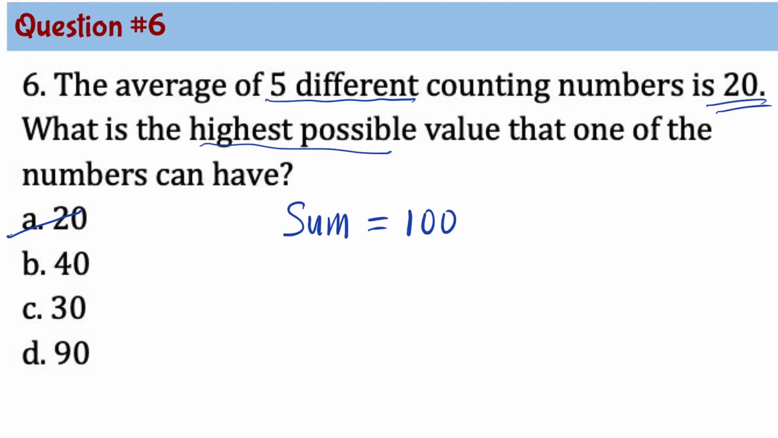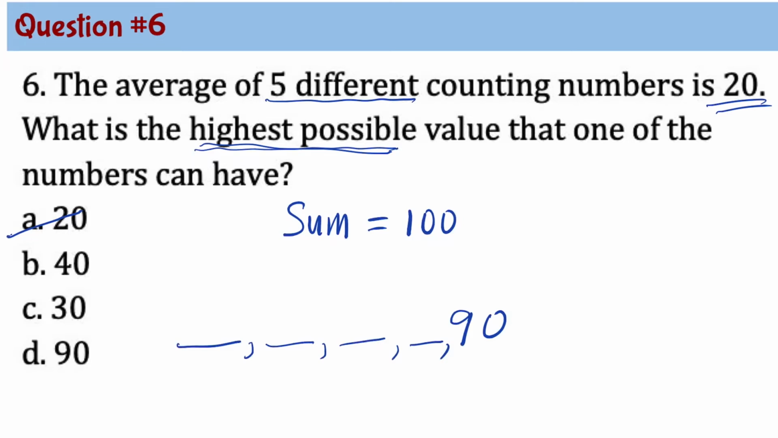Now, the next strategy that you could use is, since it's asking for the highest value, we need to try out the biggest number, 90. So if the biggest number is 90, we should be able to get a sum of 4 numbers that is 10. That way they add up to 100. So we need 4 numbers. When you add them up together with 90, it should be 100. Can you think of 4 numbers that will add up to 10?